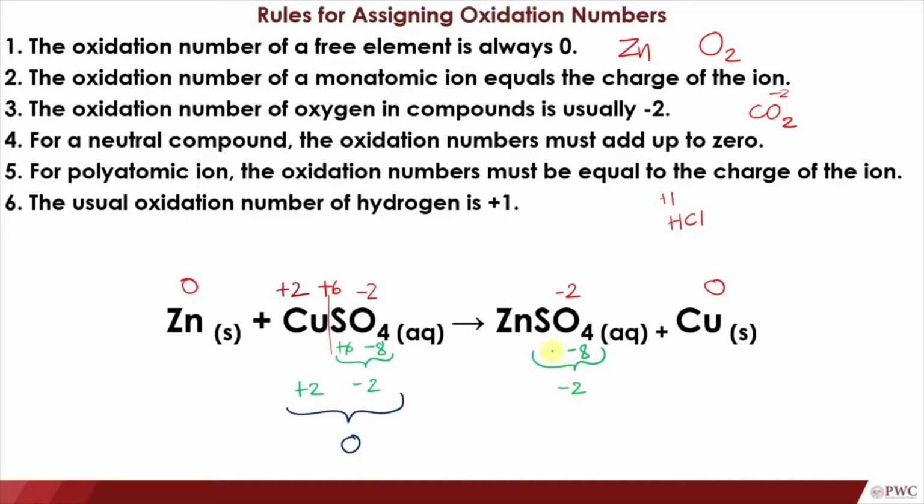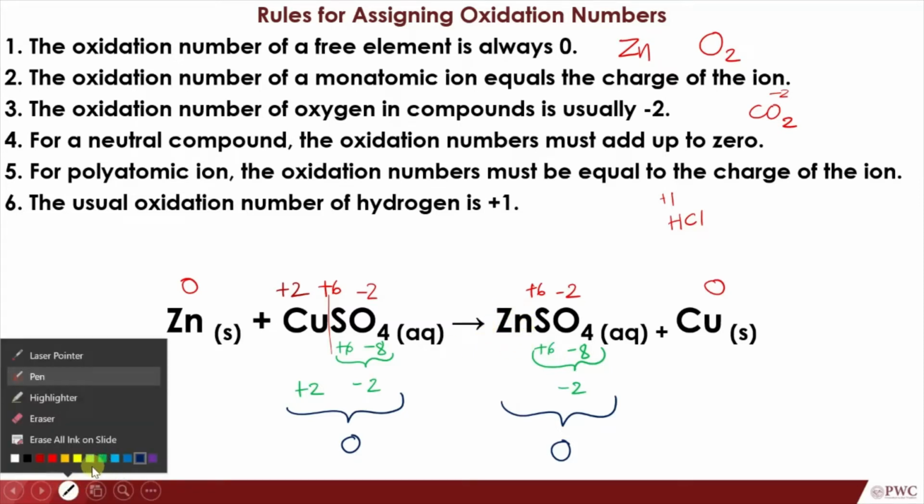So what should be the charge of sulfur in this case? This should be +6. +6 plus -8 is obviously -2. So here, the charge will be the oxidation number. So here, the oxidation number will be +6. The same thing, again, this one is a neutral compound. So here, the overall charge is 0. If the sulfate is -2, what should be the charge or the oxidation number of zinc in this case?